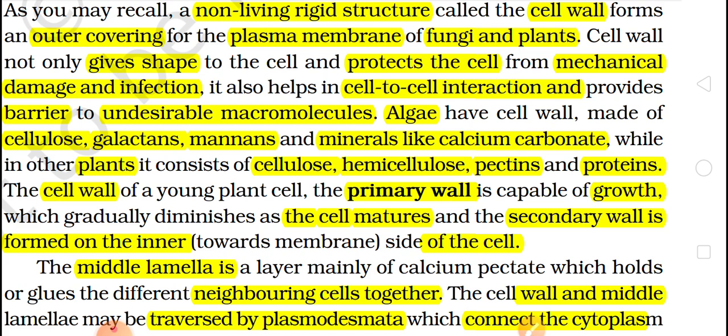Clear, children? The primary cell wall forms first and helps in growth, but gradually it decreases and the secondary wall is formed inside the cell. This secondary wall plays an important role in protection from damage and gives shape to the cell.